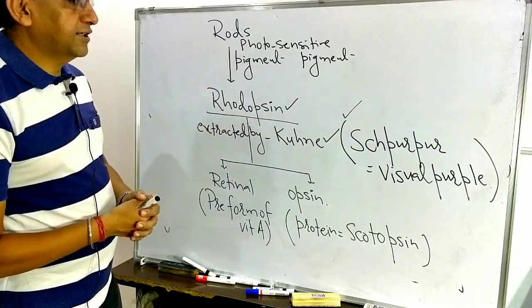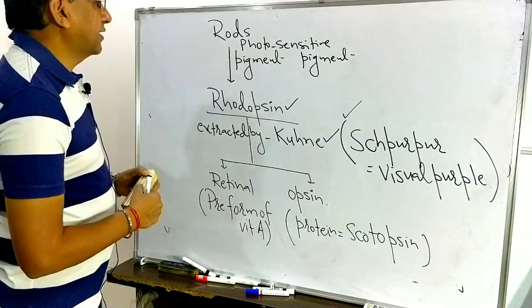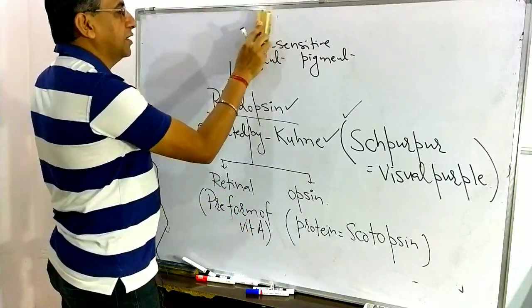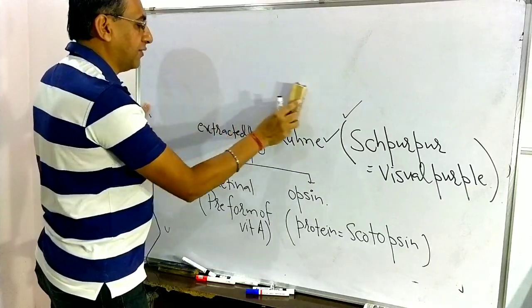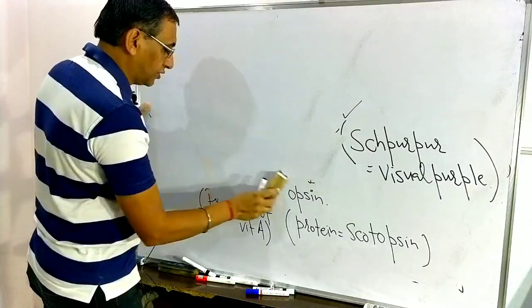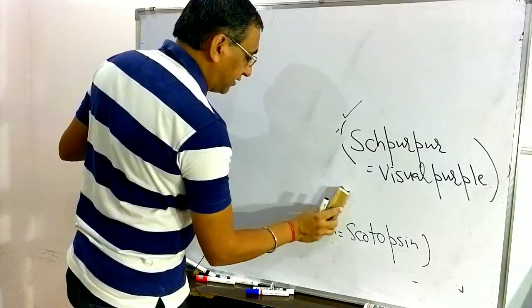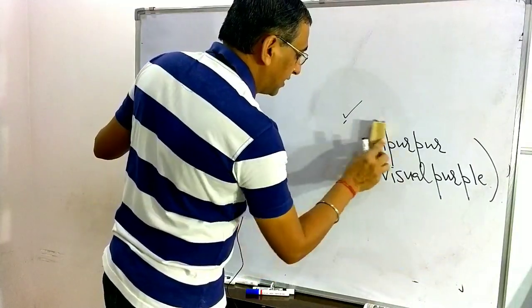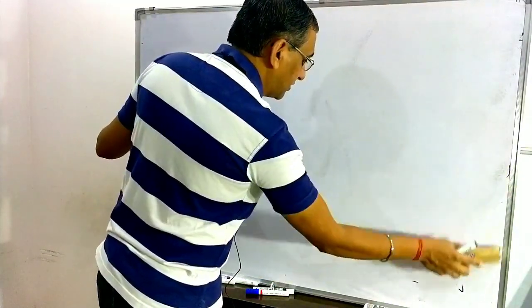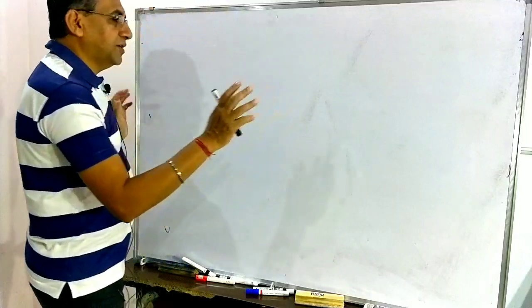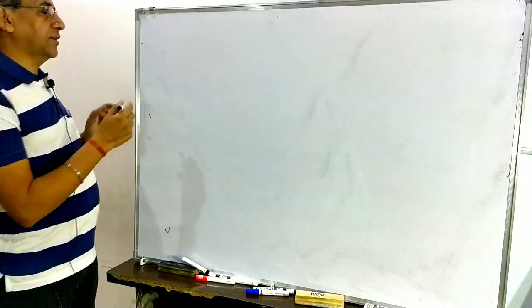And rods are related with dim light vision. They are related with scotopic vision. In the human eye, the number of rods is more than the number of cones. Rods are related with black and white vision. They are present mainly in the periphery. They are more photosensitive, so less resolution is there. So we have discussed these rods.